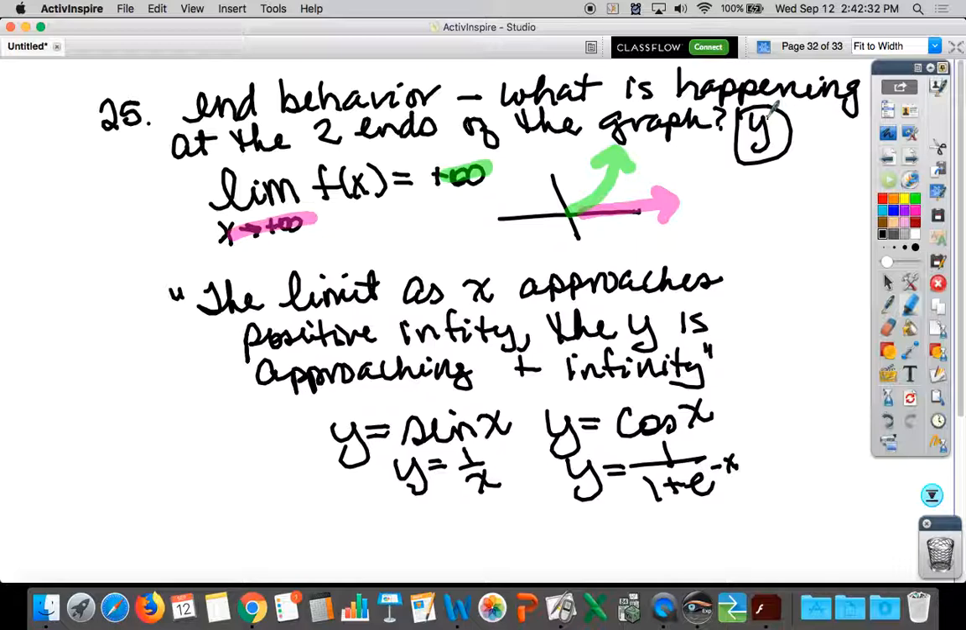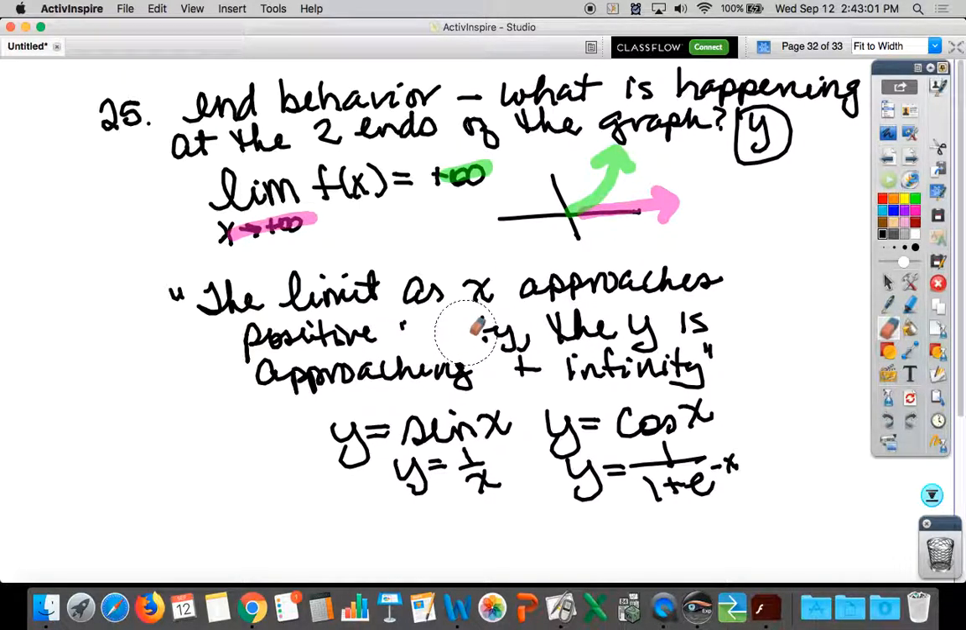So this is what they've written in 25. Lim stands for limit, and you'll see this a lot in calculus. The limit as x approaches positive infinity, that's telling you where to look. So this is kind of like your GPS or your road map. It's telling you where to look. Then f of x always stands for y. So you read this as the limit as x approaches positive infinity, and it would help if I could spell infinity.